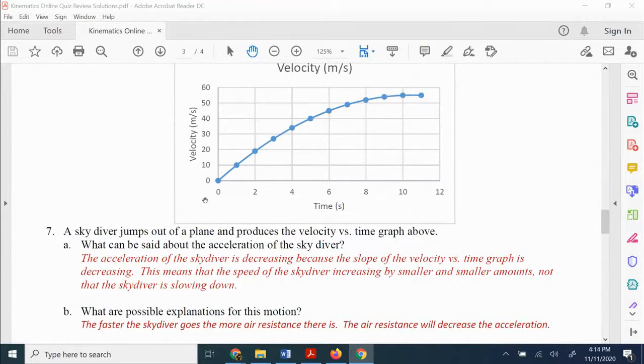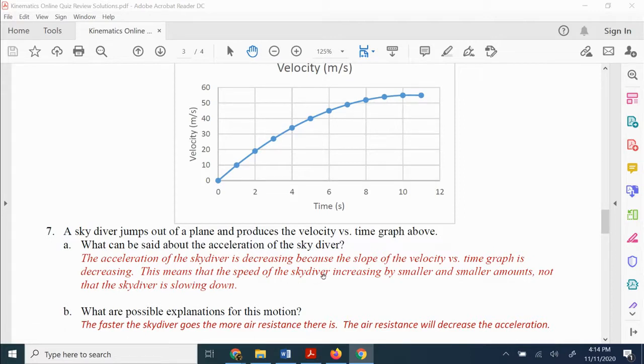I think once you've looked at this, read the answer, it makes sense. But you have a velocity versus time graph here, and that velocity versus time graph is curved, right? We don't see that very often, so that's kind of a surprise. The reason that it's curved is because the slope of this graph is the acceleration, and so we see that the acceleration would be decreasing as time goes on. And so it says, what can be said about the acceleration of the skydiver? The acceleration of the skydiver is decreasing because the slope of the velocity versus time graph is decreasing.